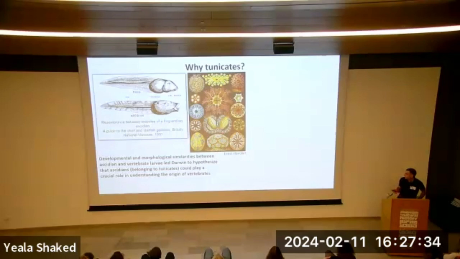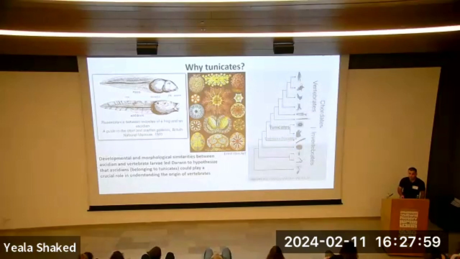As you can see here from this illustration, you can see the frog larvae, which is a vertebrate, and the tunicate larvae, the ascidian larvae, which is a tunicate, and we can see how similar they are in terms of morphology. And those similarities that you can see here are actually the ones that led Charles Darwin to hypothesize back in the days that it is very important to study tunicates if you want to understand the evolution and the origin of vertebrates. And indeed, if you look at the evolutionary tree as we know it today, you can see that tunicates are the sister group of vertebrates.